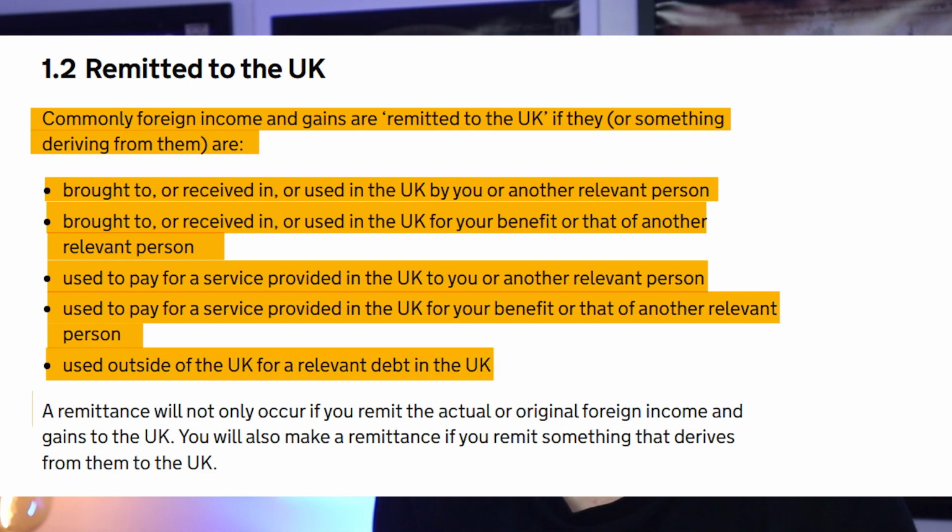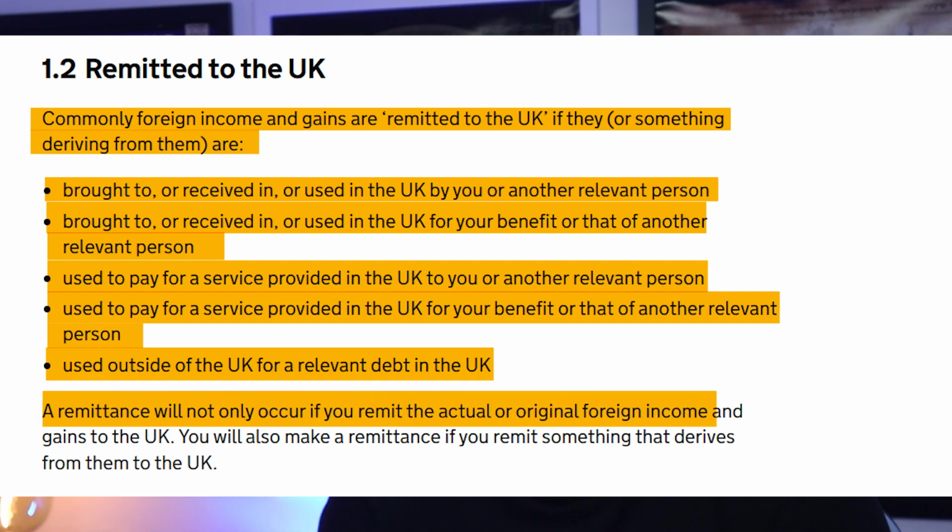They go on to say a remittance will not only occur if you remit the actual or original foreign income and gains to the UK, you will also make a remittance if you remit something that derives from them to the UK, such as a painting you hang in your UK home. Now, you could really drill down into this a lot further to establish who actually counts as a relevant person and so on, but the long and short of it is that if you or your family are benefiting from foreign income or gains in the UK, then you'll usually have to pay UK tax on it.